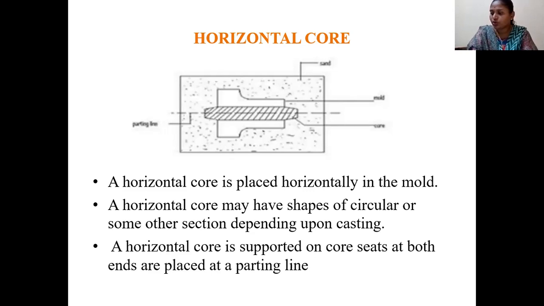And here, uniformly sectioned horizontal cores are placed at the parting line, and this is commonly used. Horizontal cores or vertical cores or any other cores, that is balanced core, kiss core, everything, those cores are used only in foundries and for casting purposes.